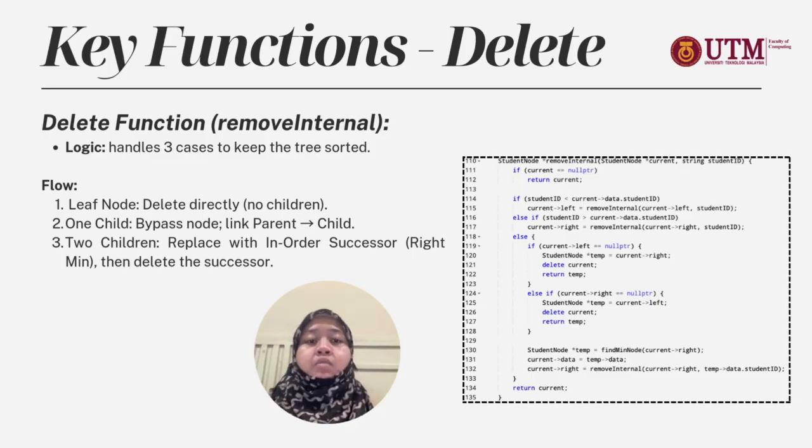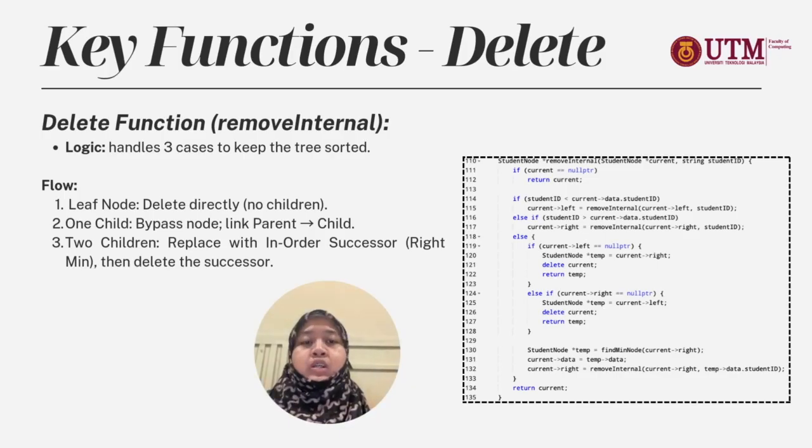So how it works in a binary search tree. When we delete a node, our main goal is to make sure the tree stays sorted. To do that, the delete logic handles three different cases depending on how many children the node has. So we have the flow here, case 1, 2, 3.